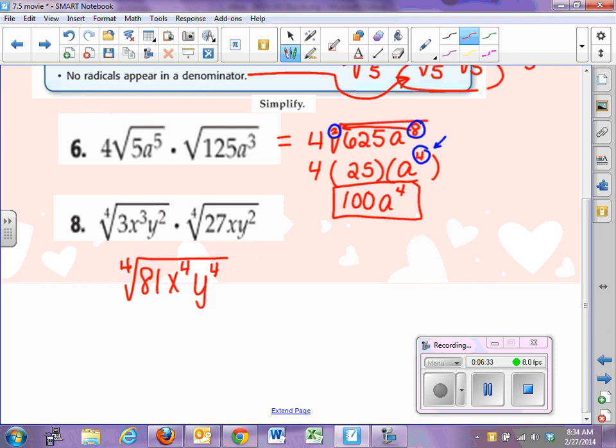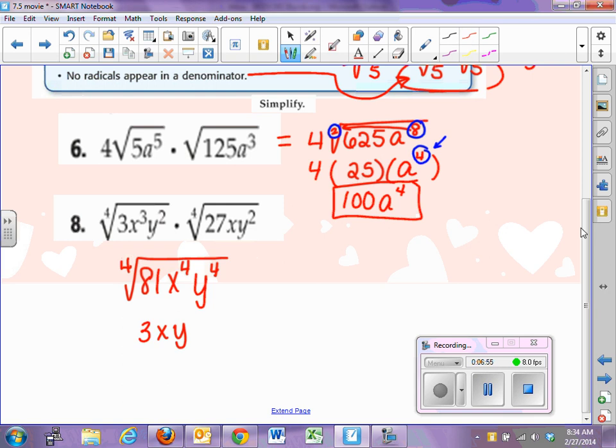Remember, you are adding exponents. What number times itself 4 times gives you 81? Well, if you knew that 3 to the 3rd was 27, this is another 3, hopefully you realize that would be 3. So this is 3. Of course, you could have used your calculator. X to the 1, y to the 1.